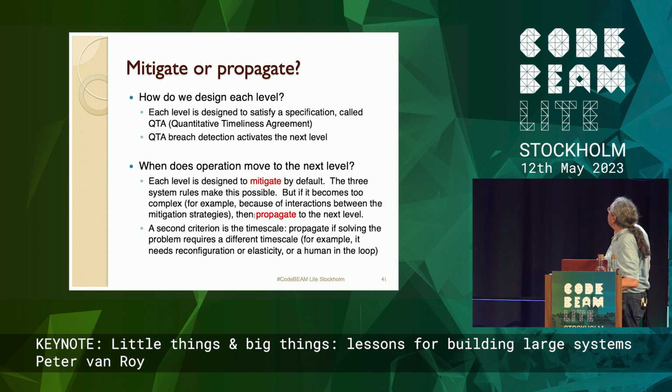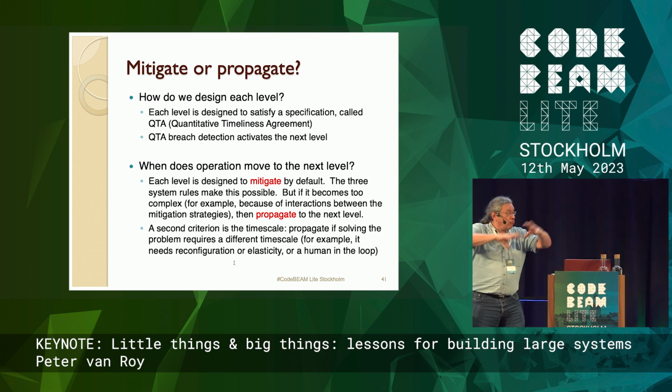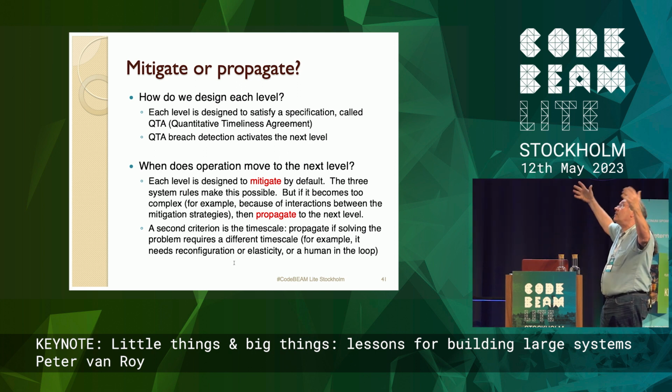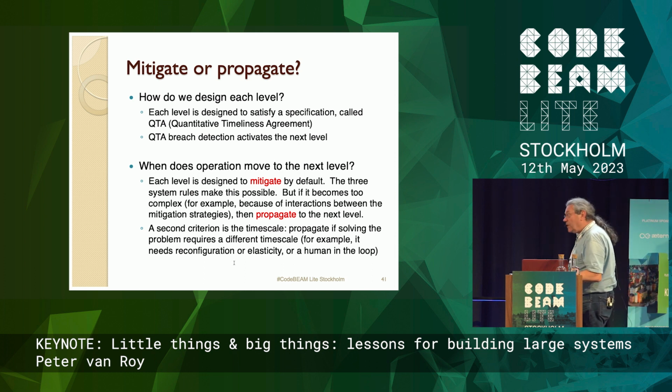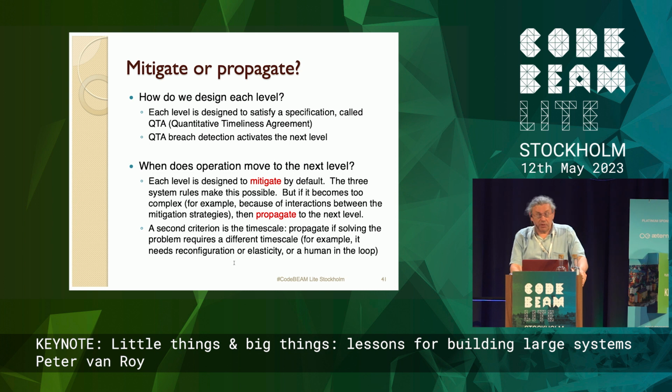And the second criterion is the time scale. For example, if solving the problem requires reconfiguring the system, or things like elasticity, which take time, on an order of minutes or hours, or a human in the loop, that's a totally different world than a piece of software running. So you have to do it at the other level, at the next time scale. Okay?